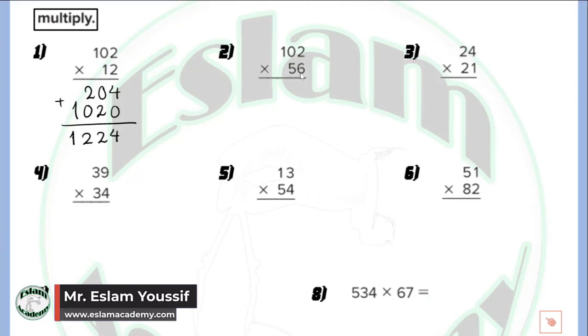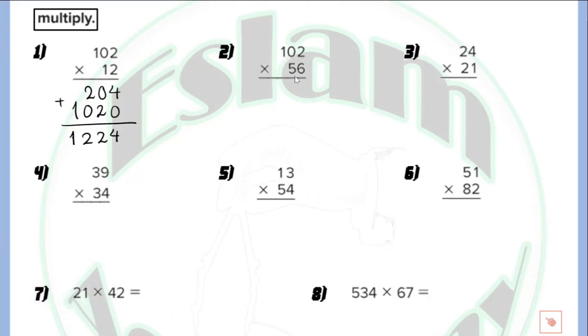By the same in question number 2, 102 times 56. I will start from 6. 6 times 2 equals 12. 2 and carry up 1. 6 times 0 equals 0, plus 1 equals 1. 6 times 1 equals 6.